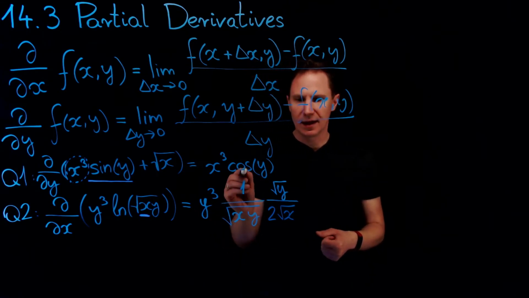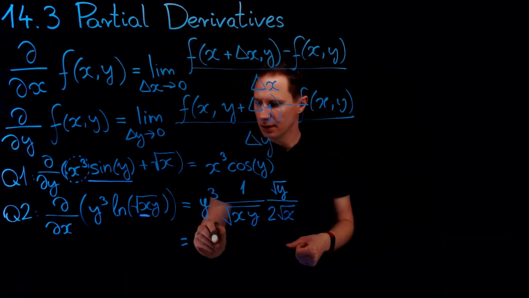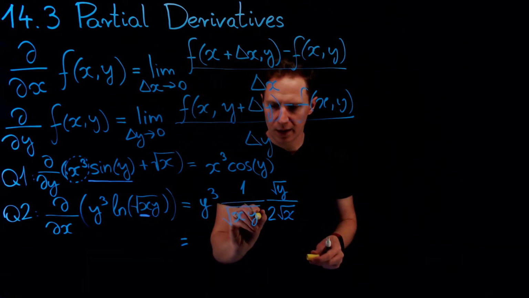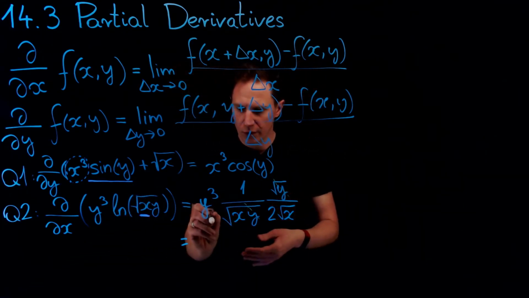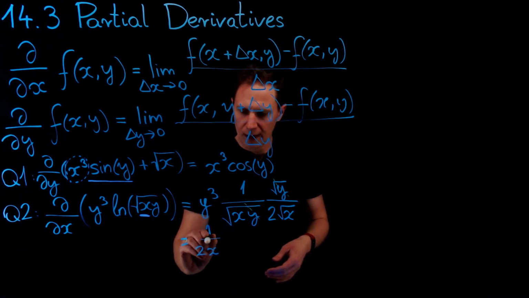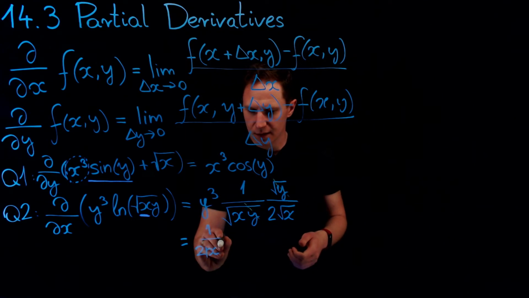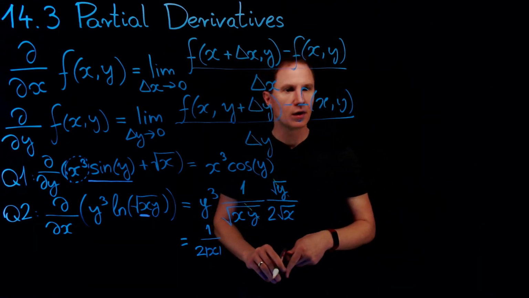So what we really get here is, of course, we can simplify by root y, and what we get is 1 over 2x, or perhaps, to be precise, the absolute value of x. Okay, so that's the second question.